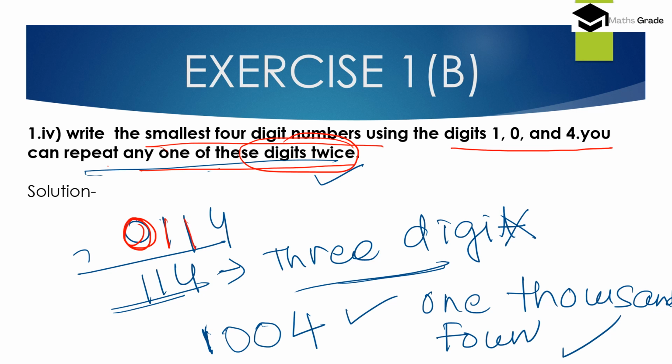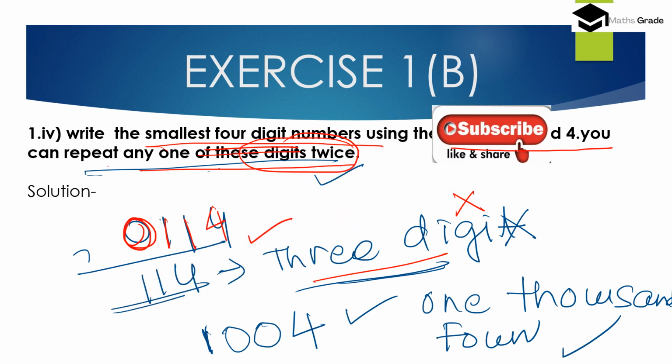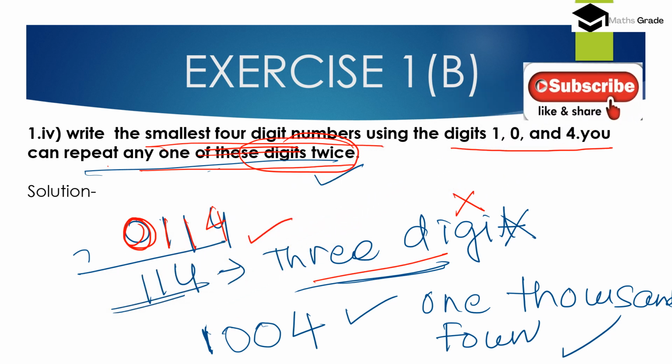then the number will be 0114 with 4 at the unit place. 0114 will be 114, and this is a 3-digit number, so this is not possible. We have to find the smallest 4-digit number. So the smallest 4-digit number using the digits 1, 0 and 4 will be, we have to place the digits. After 0, the smallest digit is 1.